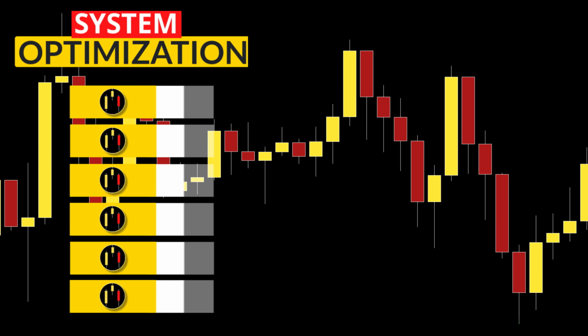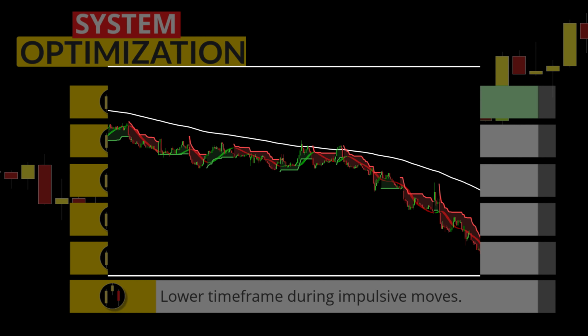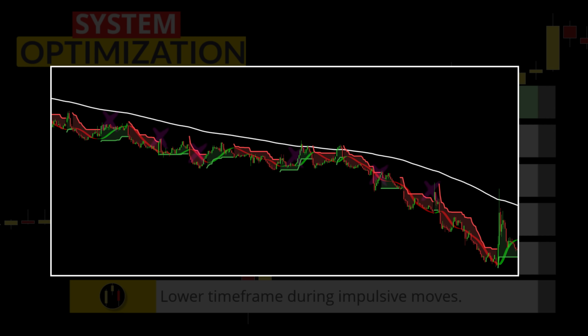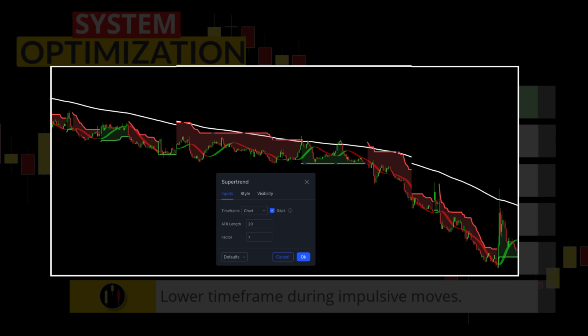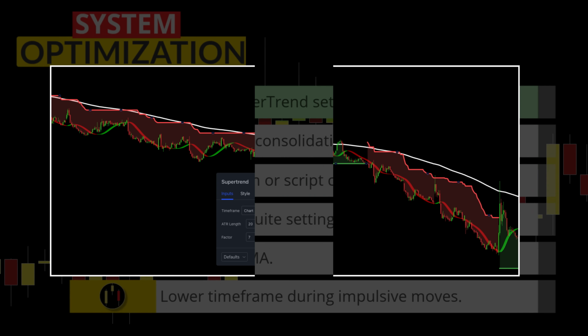Remember, the enemy of great is good. I have 6 ideas on how we can improve this system. First, you can see on this chart a huge impulsive trend moving beautifully, but the close observer will see a bunch of losing setups according to this system. What you need to do under these conditions is increase the factor and ATR on the super trend so you are not stopped out early and let the trend do all the work.